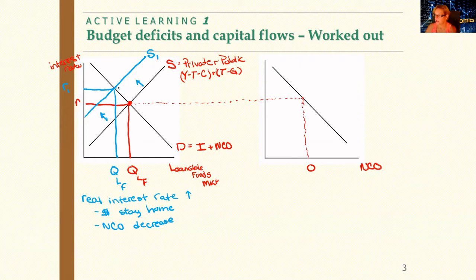When we start to run a budget deficit, I'm going to take where I found R1 and come over here to the net capital outflow. If net capital outflow was 0 here, my new net capital outflow is going to be less than 0, or negative. And so we have dollars staying in the US. Okay, so this is the workout for it.